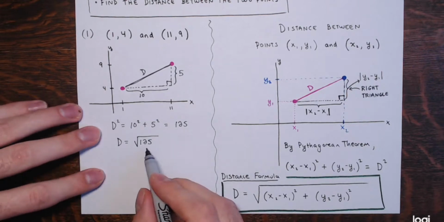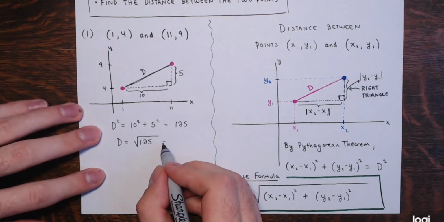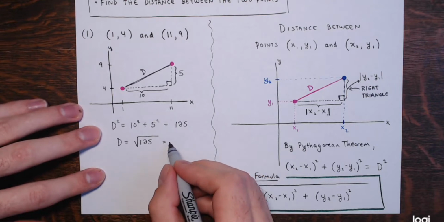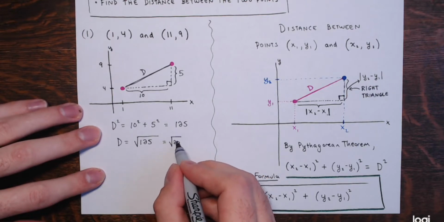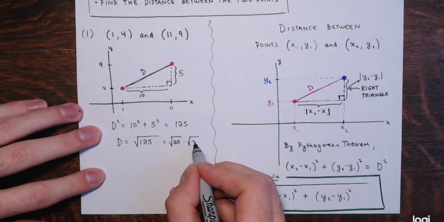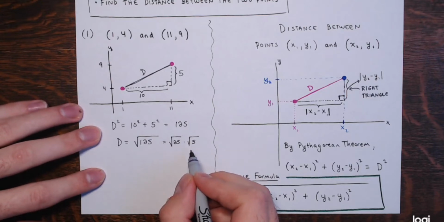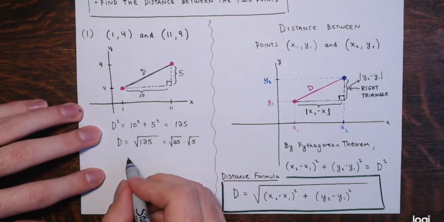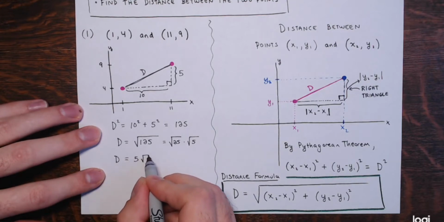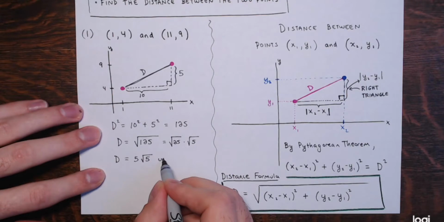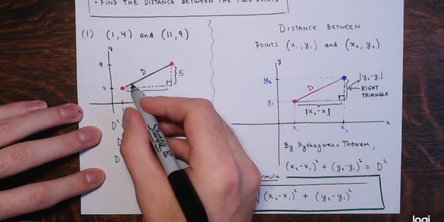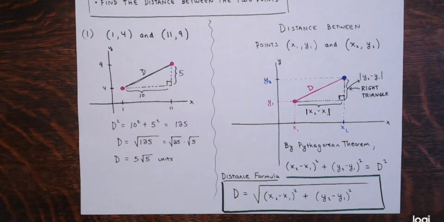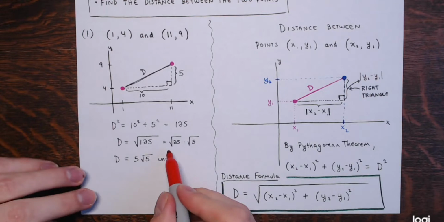Now you can simplify this. I'm assuming you've seen how to simplify radicals before. This is the square root of 25 times the square root of 5, using the product property for radicals. And that simplifies to 5 times the square root of 5 units. That's how far apart those two points are on the coordinate plane. Now, if you leave it like this, they would call this the exact answer.